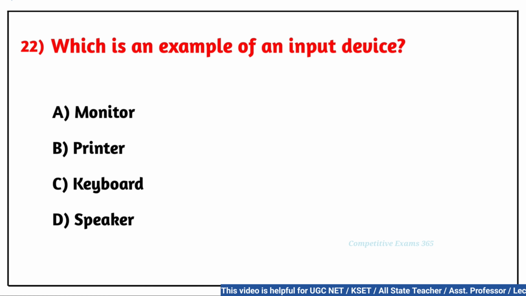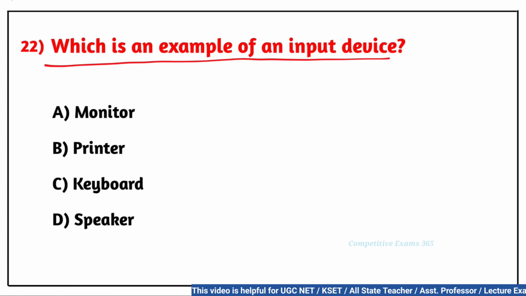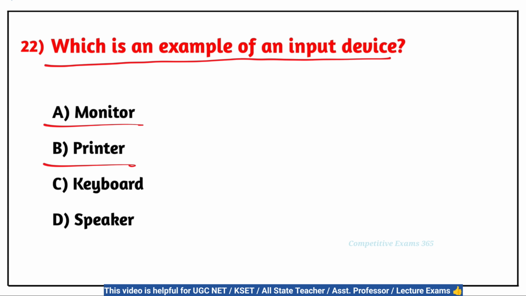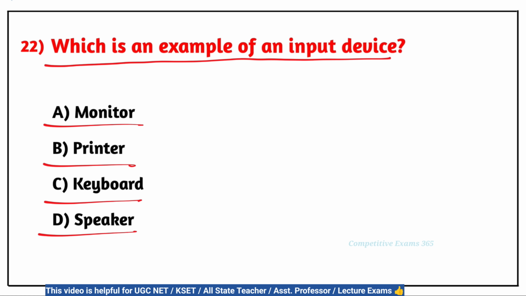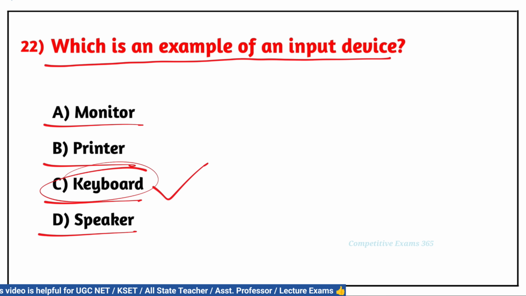22nd question. Which is an example of an input device? Option A, monitor. Option B, printer. Option C, keyboard. Option D, speaker. Option C, keyboard, it is the correct answer.